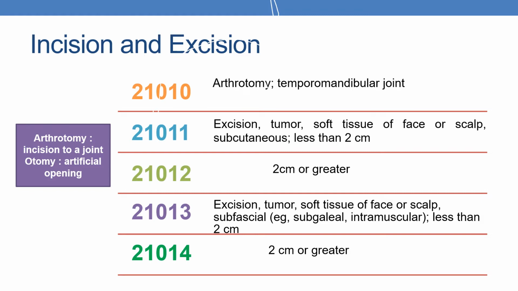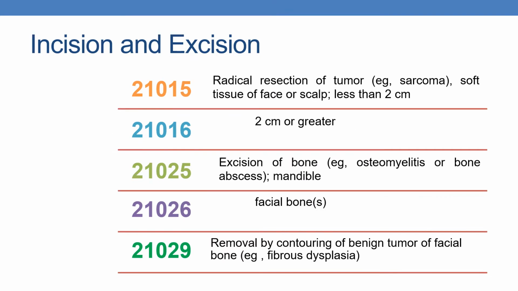The next is 21013. It deals with excision, tumor, soft tissue of face or scalp, subfascial, less than 2 centimeters. The next is 21014. Here the tumor size is 2 centimeters or greater. The next CPT is 21015 which deals with radical resection of tumor, sarcoma, soft tissue of face or scalp less than 2 centimeters. Here the size is less than 2 centimeters, whereas CPT 21016 deals with radical resection of tumor of soft tissue of face or scalp 2 centimeters or greater.